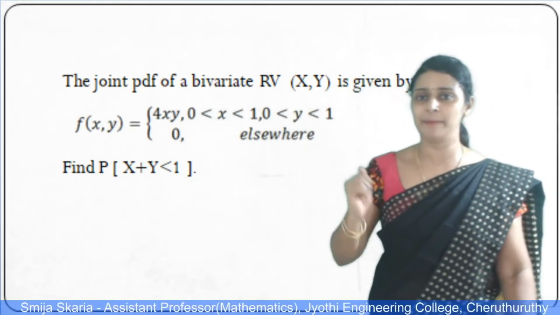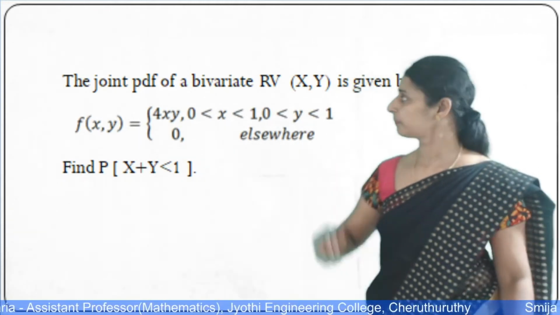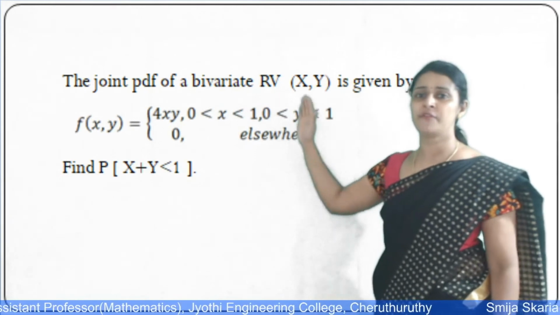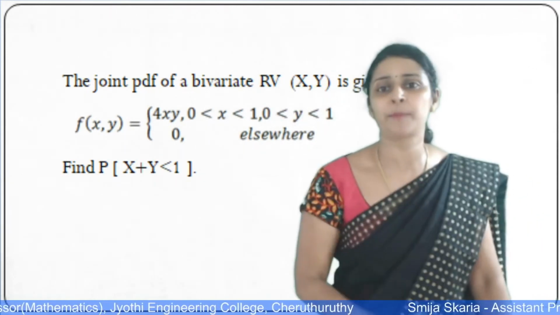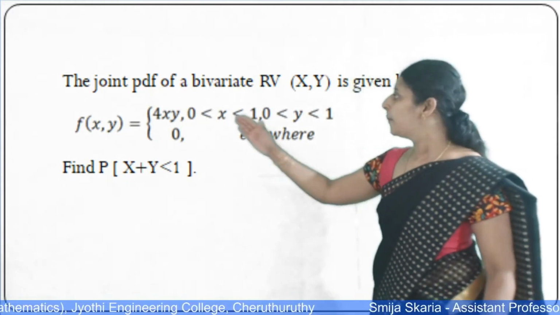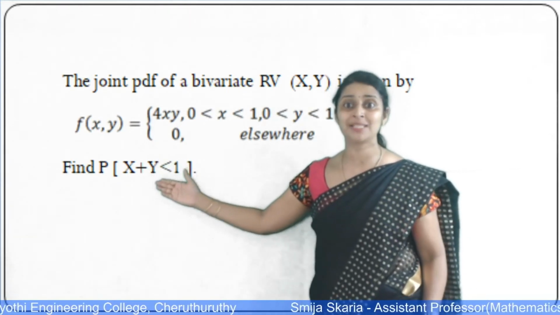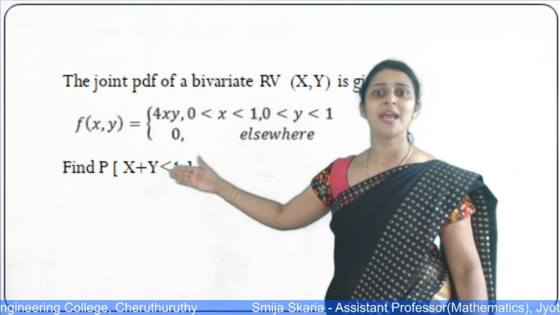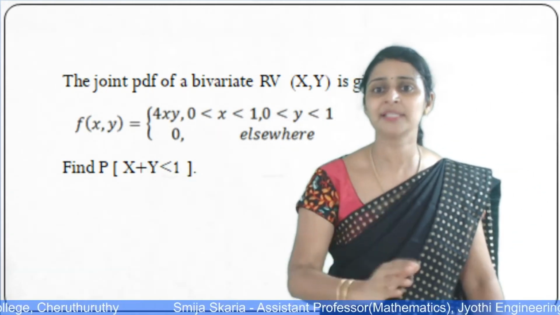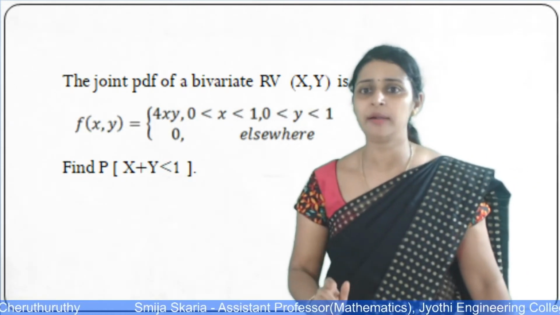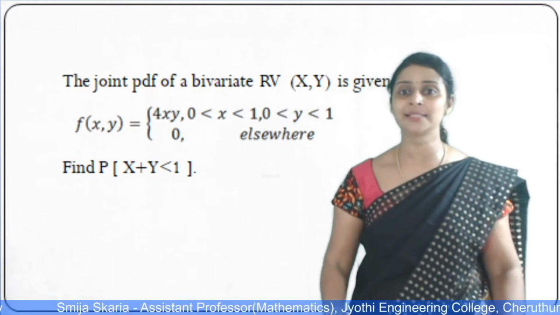So using that limit, we have to draw the lines x equal to 0 and x equal to 1. And from the limit of y also, we have to draw the lines y equal to 0 and y equal to 1. And what is the required probability? We have to find the probability of x plus y less than 1. So since we have to find the probability of x plus y less than 1, we have to draw the line x plus y equal to 1 also. So here we have 5 lines: x equal to 0, x equal to 1, y equal to 0, y equal to 1, and the line x plus y equal to 1.